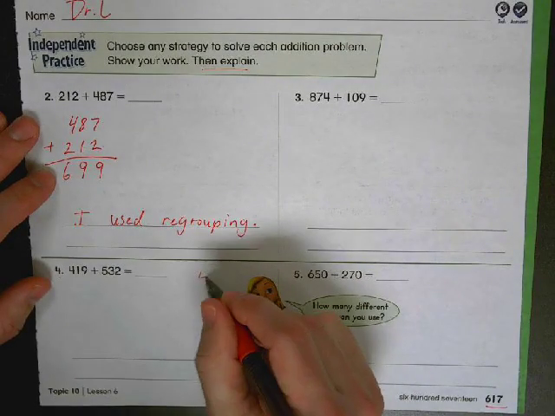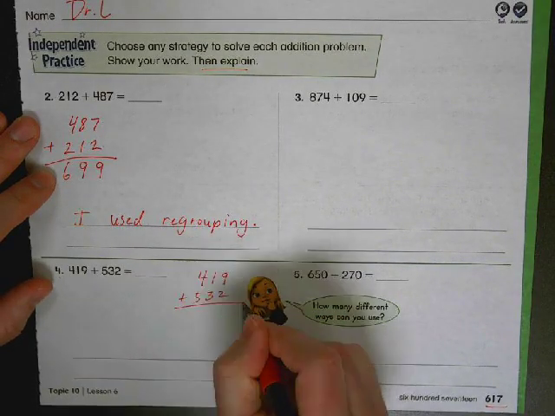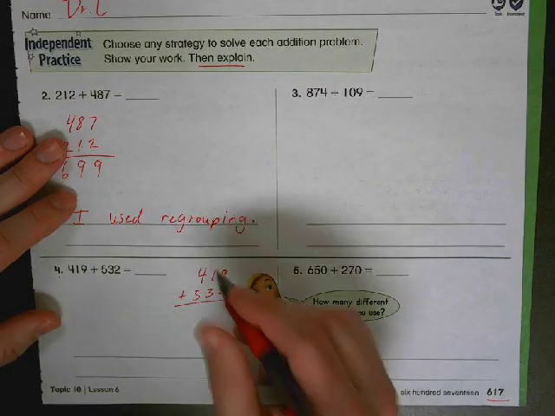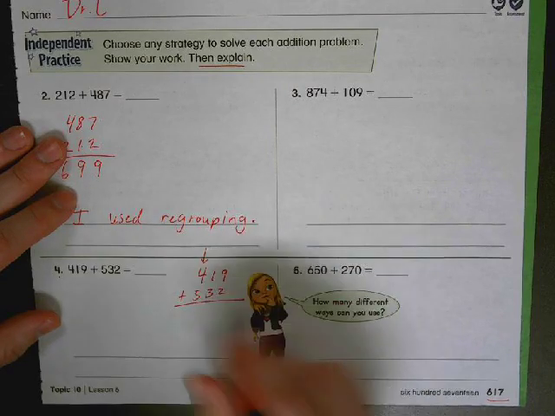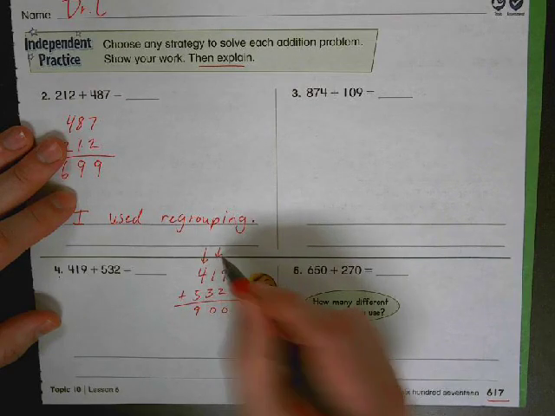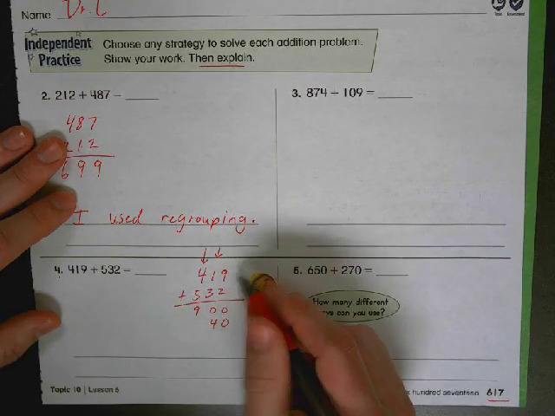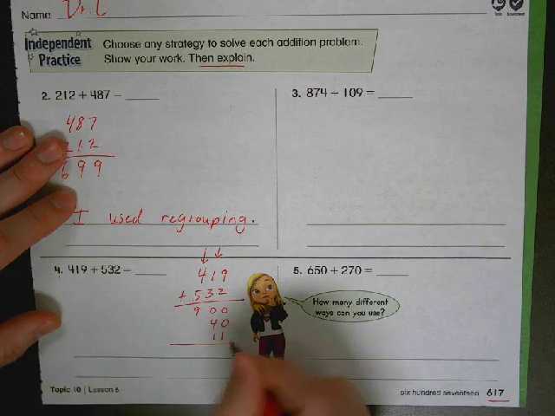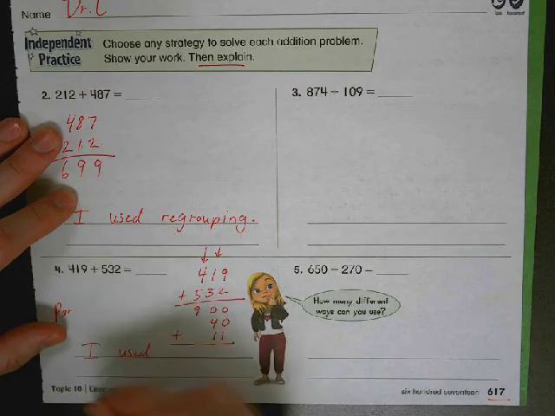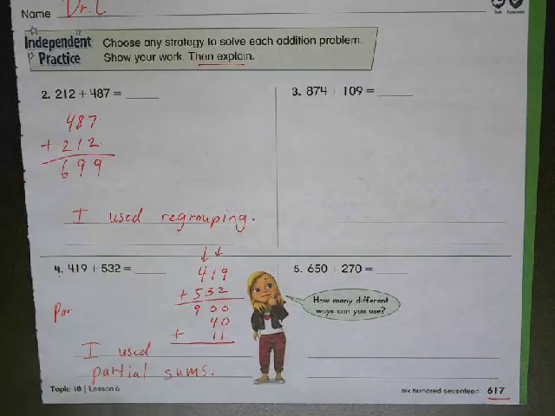Down here you have 419 plus 532. I'm going to use partial sums. So what am I going to add first? Hundreds. So I have 900. Tens, 40. And ones. 9 plus 2 is 11. That's partial sums. I used partial sums. How did I use partial sums?